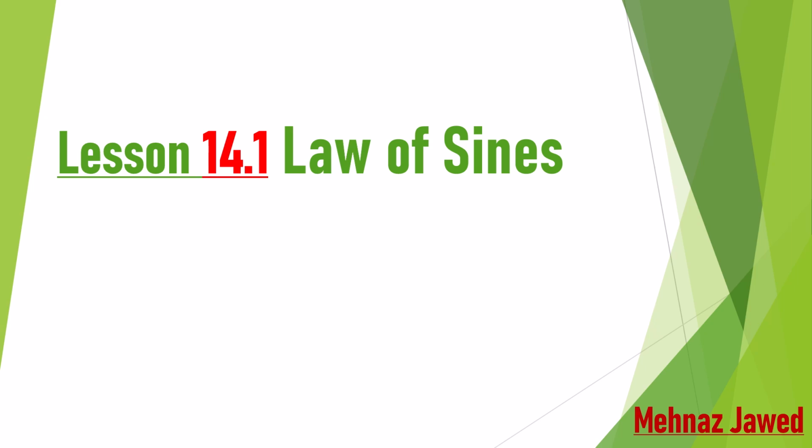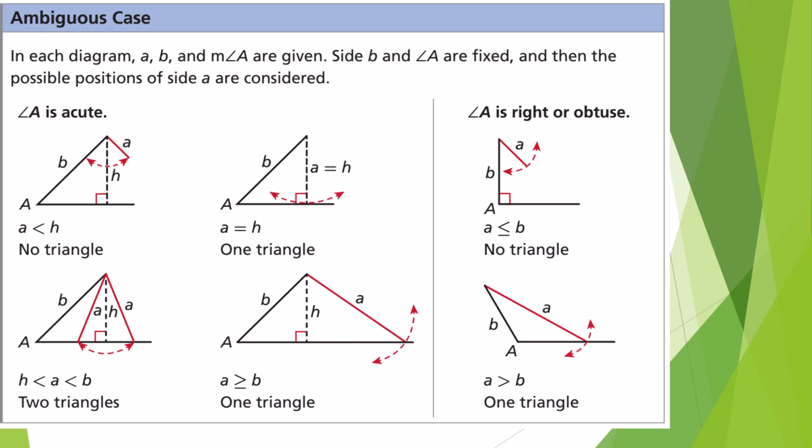Today in this video we are going to study the ambiguous cases of the law of sines. When the triangle is given by side and angle, we have already studied how to find the unknown measurements, angles and sides, using the law of sines. Now in this video we will try to find out how we can study these ambiguous cases.